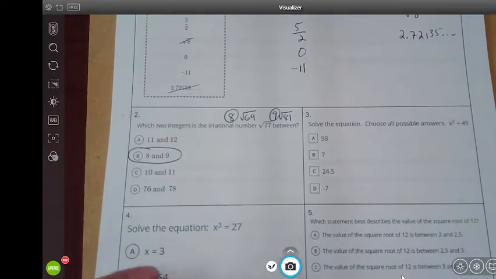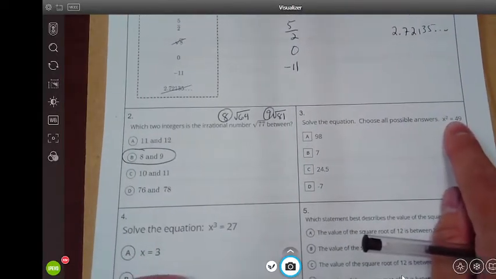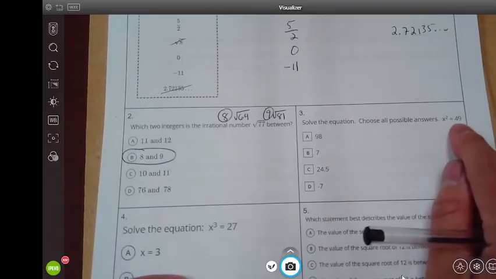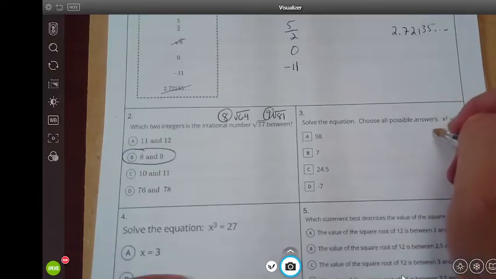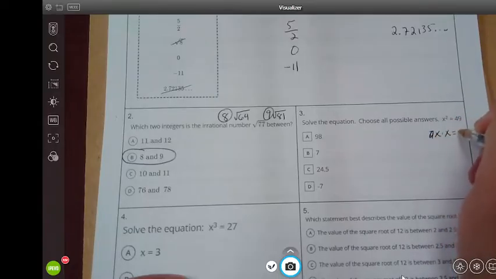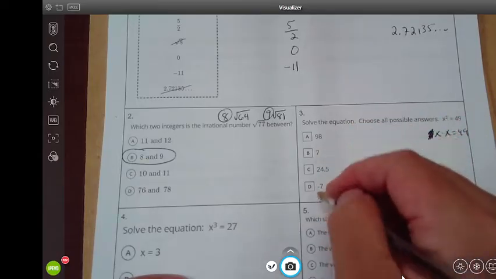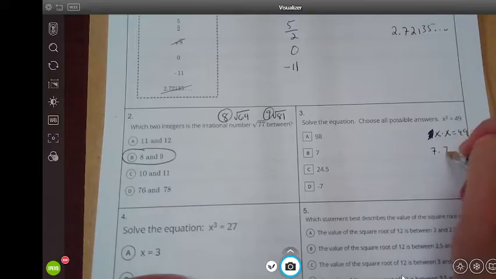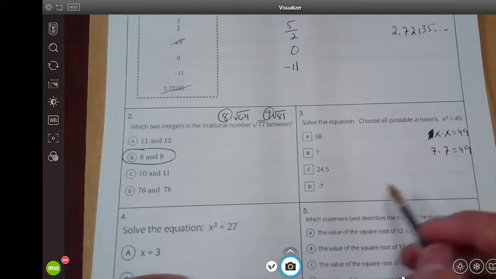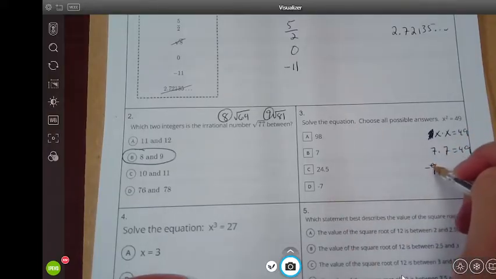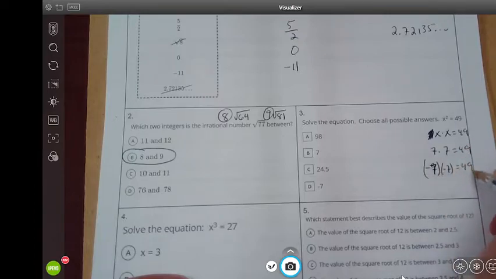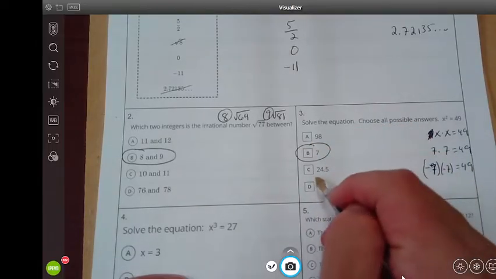Number 3, solve the equation x squared equals 49. All right, so something multiplied by itself is going to give you 49. So we know 7. So let's write this. X times x equals 49. Something multiplied by itself is going to give you 49. Well, of these options, we know 7 times 7 gives you 49. And we also know negative 7 times negative 7 also gives you a positive 49. Okay, so there are two possible answers here. You want to click both B and D.